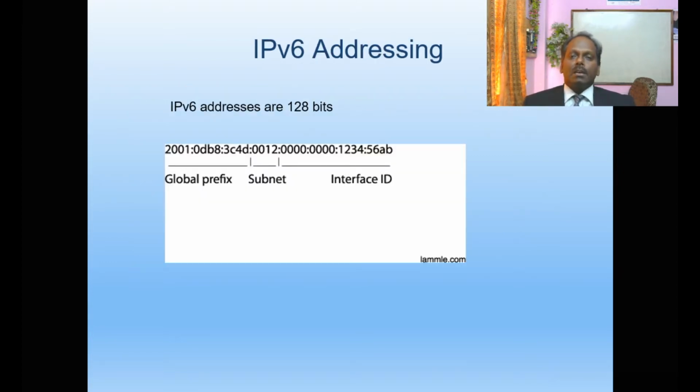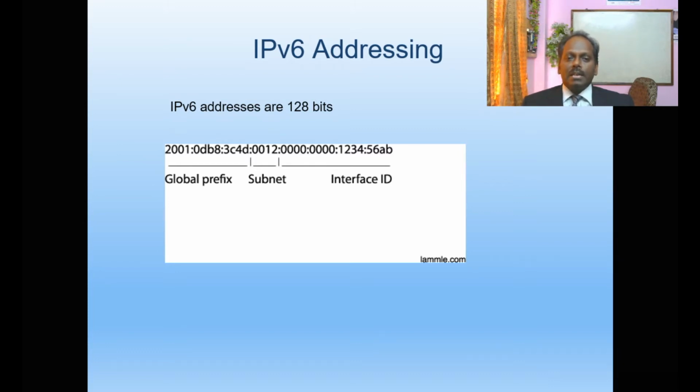In V6, the address has a total of 128 bits. In V4 we have 32, in V6 it is 128. So the total addressing capacity is 2 raised to the power 128. That is a huge number. In that 128-bit addressing system, we have 16 bits colon 16 bits colon 16 bits, like that 8 hextets. We don't call them octets; octets we call in V4. Similarly, we call them hextets, 16 bits separated by colon. The representation in V6 is with colons.